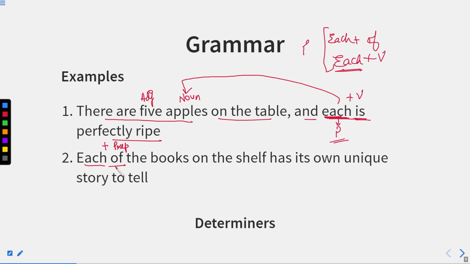Now, each of the books. It means if there are 2 books or 3 books or more, we are talking about each and every book individually. I'm talking about the first book, then the second book, then the third book. Each on the shelf has its own unique story to tell. If you pick out the first book, it contains a unique story. If you pick out the second book, it also contains a unique story of its own. So this is how we use the word each.